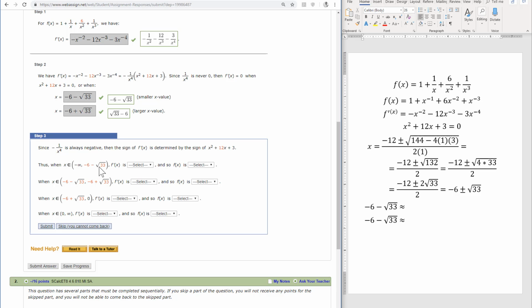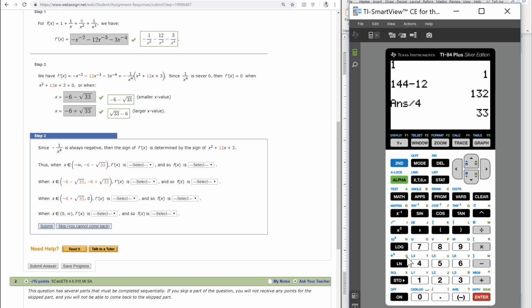All right, so they want us to figure out what happens from -infinity to this point. So the square root of 33 is probably a number between 5, square root of 25, and then 6, square root of 36. So this will probably be pretty close to 5 point something, 5.7-ish. In fact, we should probably look it up real quick and take a guess.